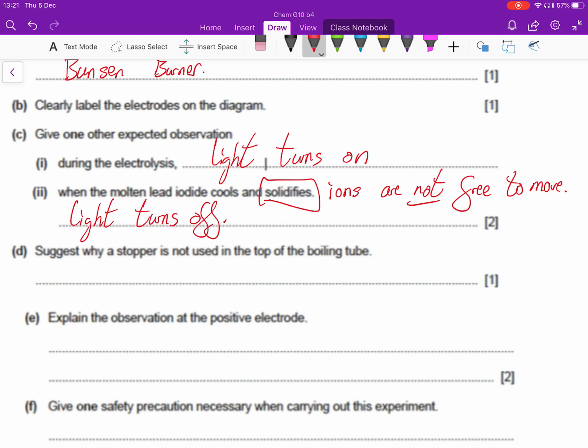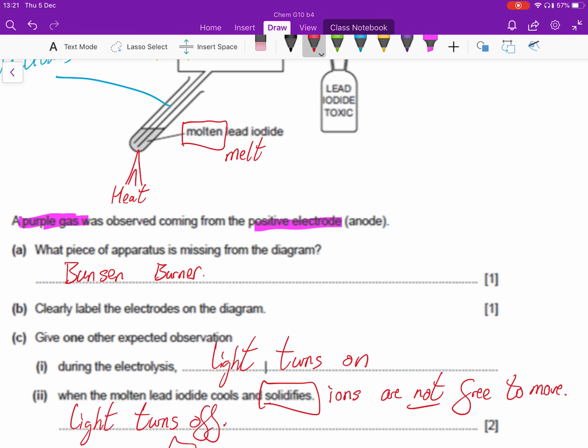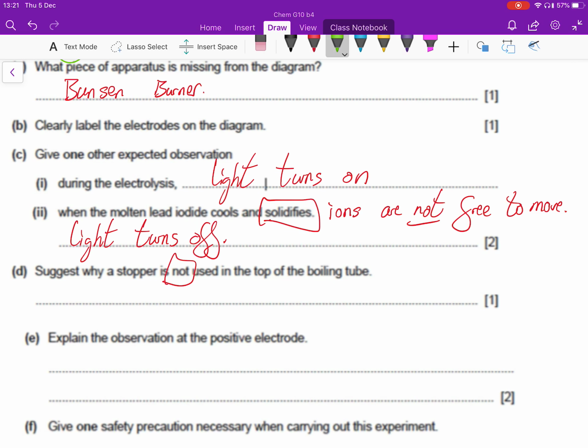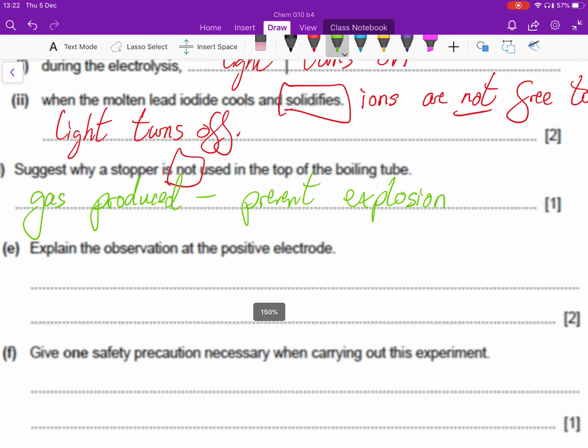Suggest why a stopper is not used. Well, as it says here, a purple gas is given off. So gas produced, stopper. If you use a stopper, then it would cause an explosion because you're trapping that gas. So we don't use a stopper to make sure that there is no explosion.